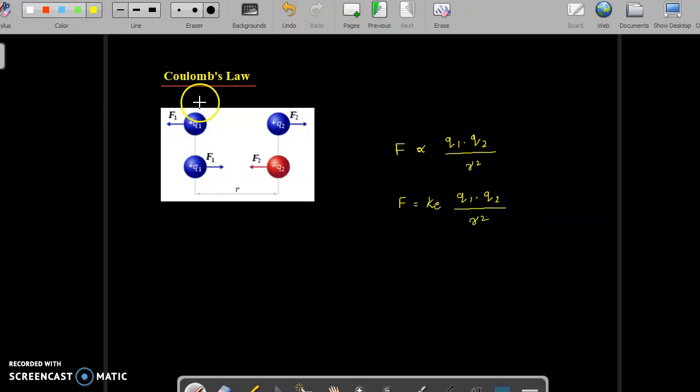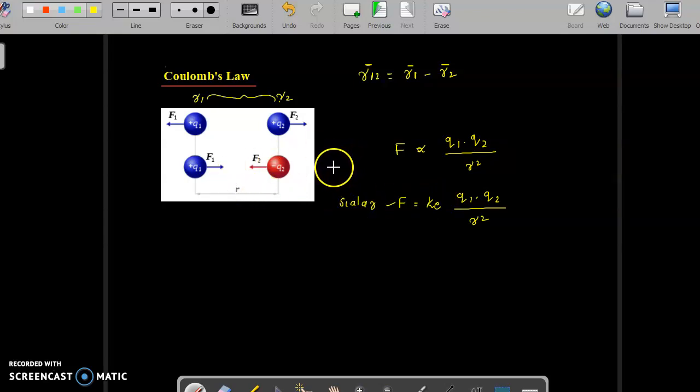Now the coordinate of Q1 is R1 and the coordinate of Q2 is R2. The distance between Q1 and Q2 is R12, which can be written in vector form as vector R1 minus vector R2. This is the scalar form of the force of attraction or repulsion between two charged particles.